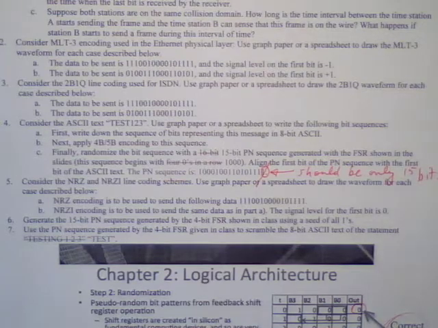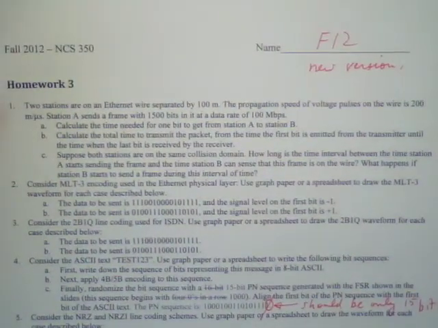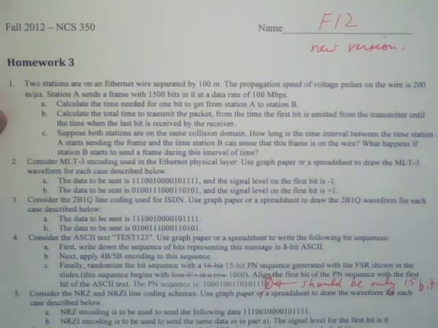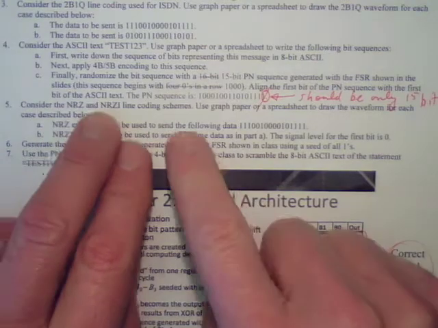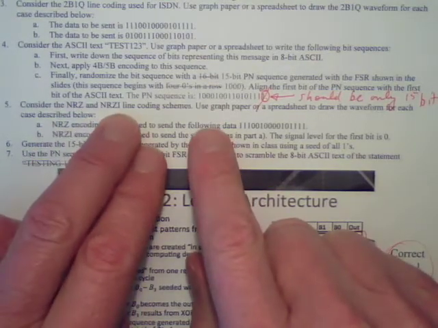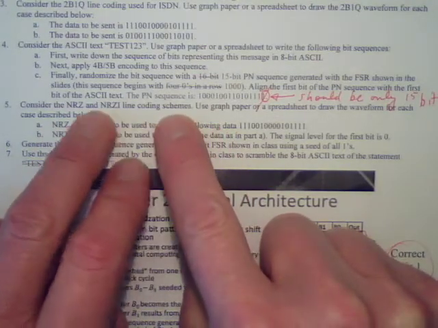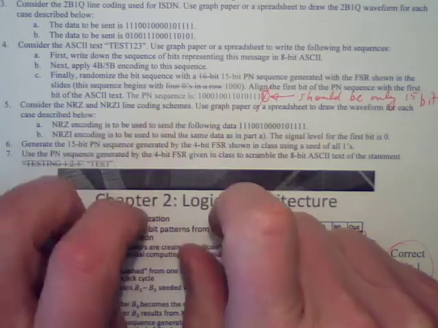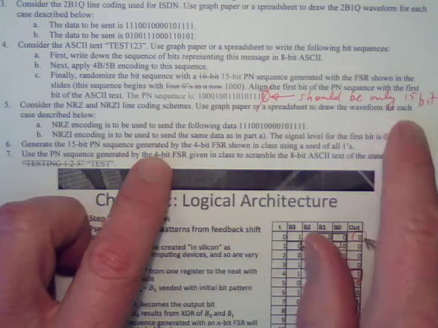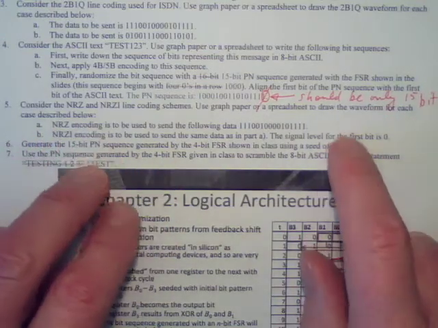Okay, here's problem 5 from homework 3 of NCS 350 in fall 2012. Problem 5, I'll show you the solution. Consider NRZ and NRZI line coding schemes. This is non-return to zero and non-return to zero inverted. Use graph paper or spreadsheet to draw the waveform for each case described below.